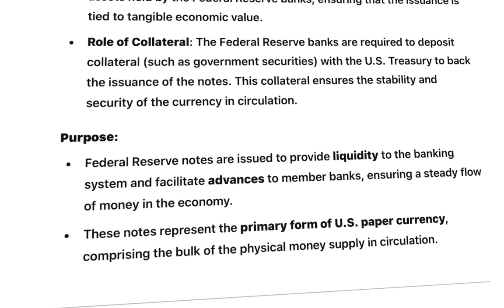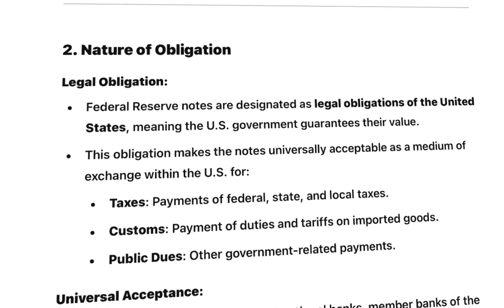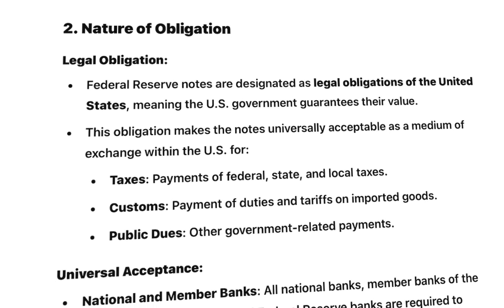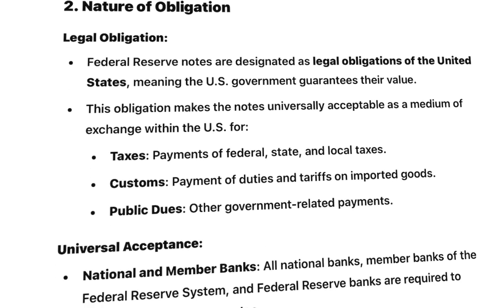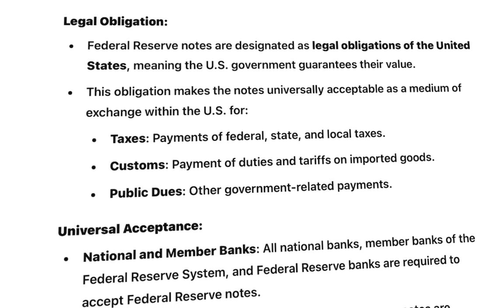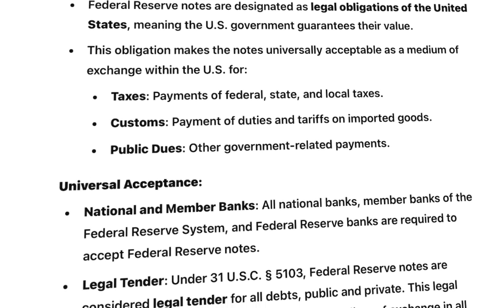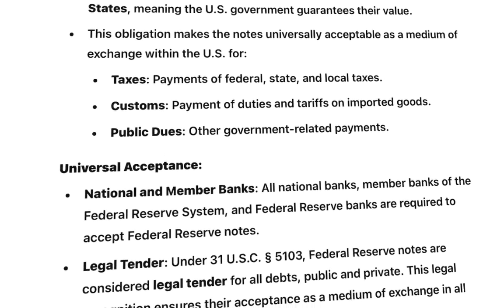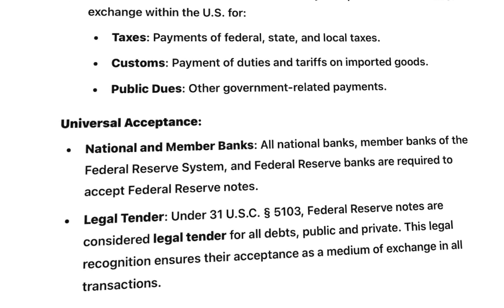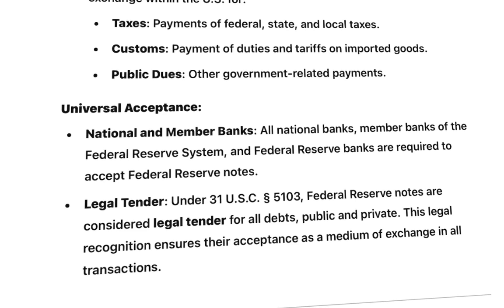2. Nature of obligation. Legal obligation. Federal Reserve notes are designated as legal obligations of the United States, meaning the U.S. government guarantees their value. This obligation makes the notes universally acceptable as a medium of exchange within the U.S. for: 1. Taxes, payments of federal, state, and local taxes. 2. Customs, payment of duties and tariffs on imported goods. 3. Public dues, other government-related payments.